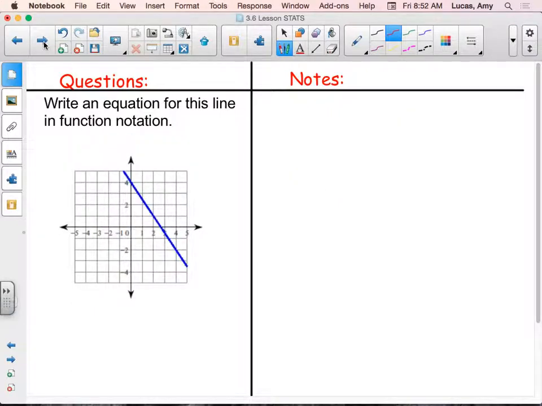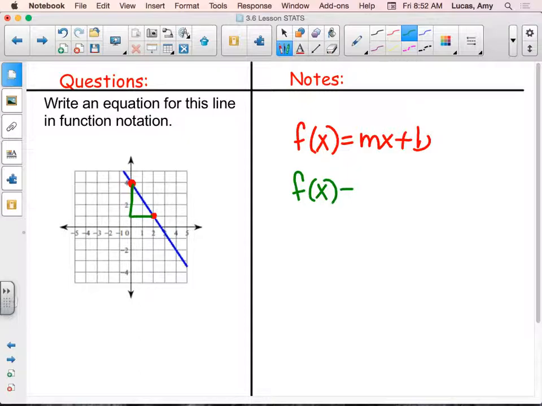Okay, another example where we need to put points on ourselves. There's 2 good points. The slope of my line, starting at the point on the left, I go down 3 over 2. So f of x equals negative 3 over 2x, and my intercept this time is positive 4, so plus 4.